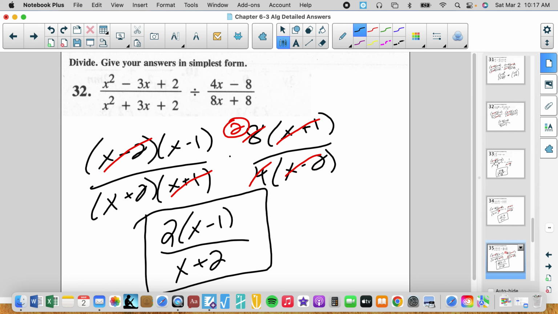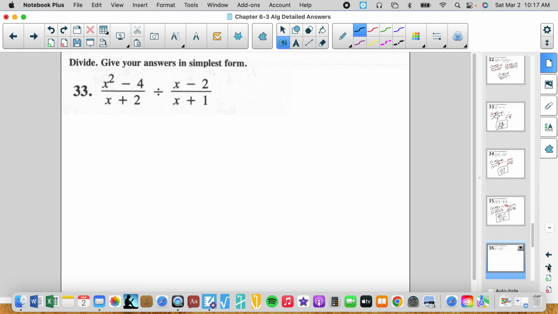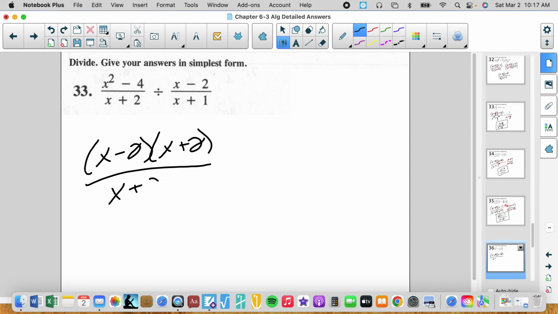If you could be this proficient coming out of 8th grade, you're going to absolutely crush your placement test. And you will be able to show that you are ready. Well, you're ready for Algebra 2, but you'll have to take geometry first. X minus 2 cancels. X plus 2 cancels.